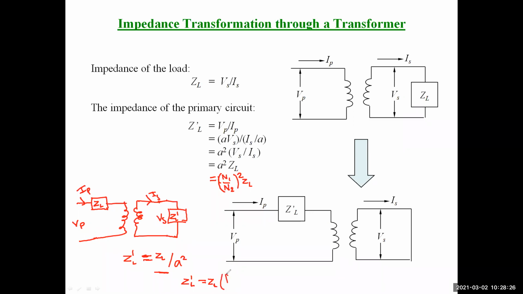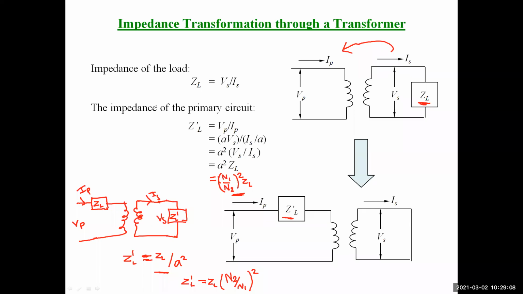So it will become N2 by N1 whole square. So this is the relation. If the impedance is converted from the secondary to the primary side, then ZL is equal to N1 by N2 whole square into ZL. So that is called the turns ratio square into ZL, the secondary side impedance.